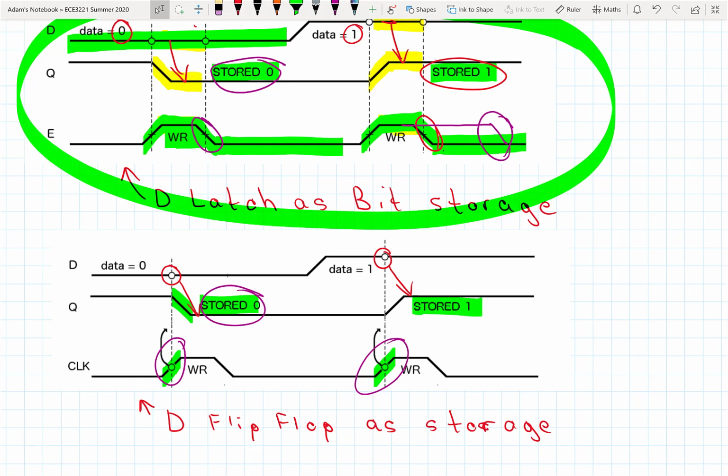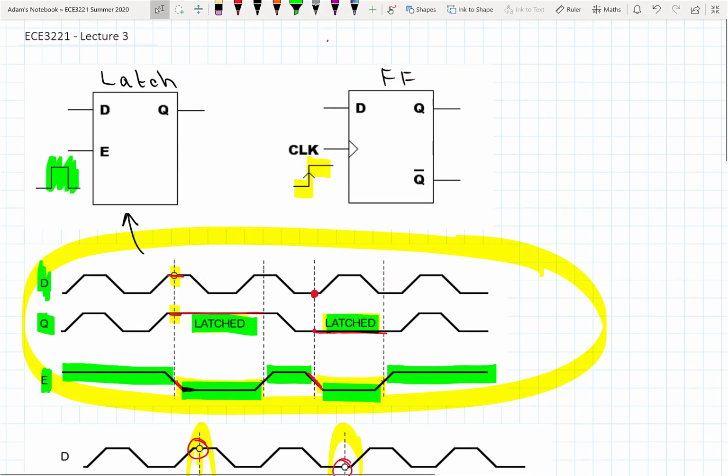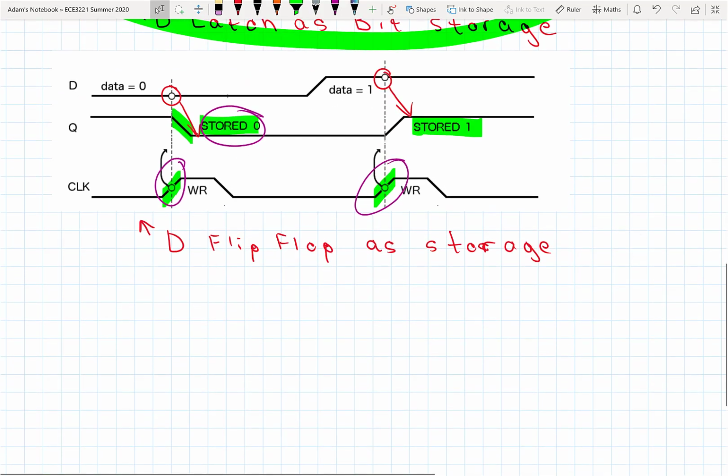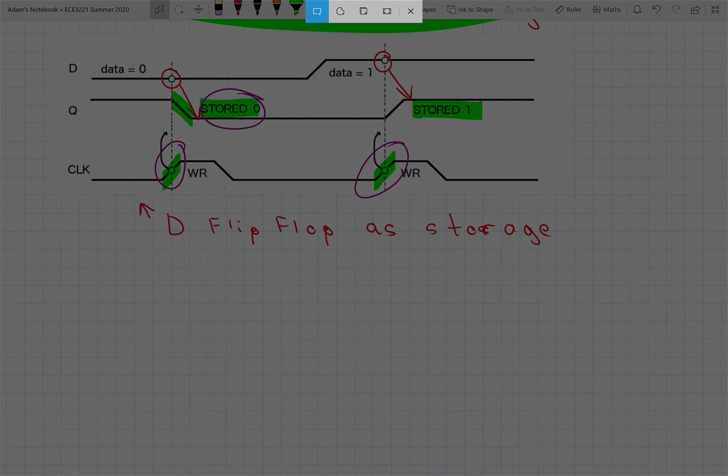Let's extend this idea. So here we have really nothing new. We're just showing the latch and the flip-flop used as a 1-bit storage device, but why stop there? We generally don't want to store just a single bit. We often have the need for storing multiple bits.